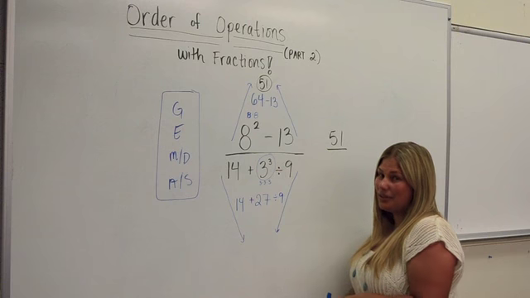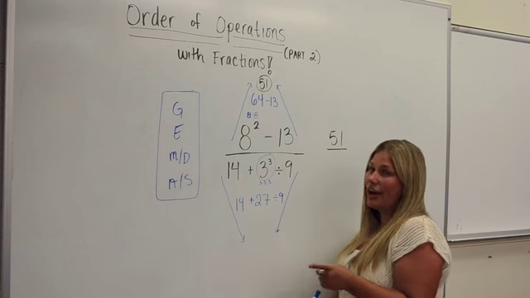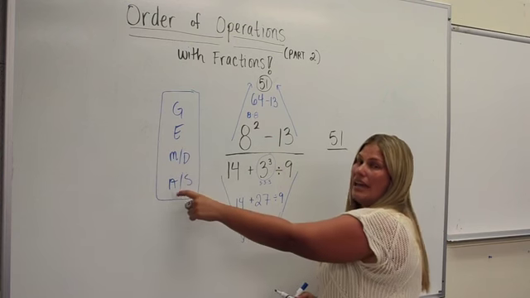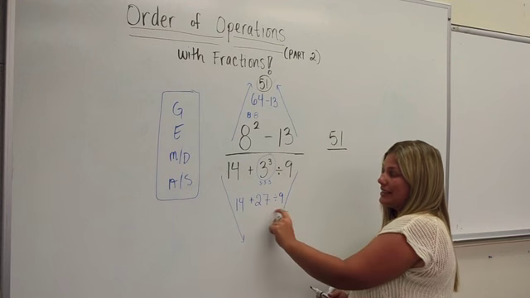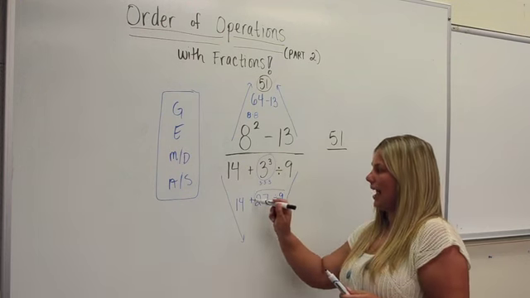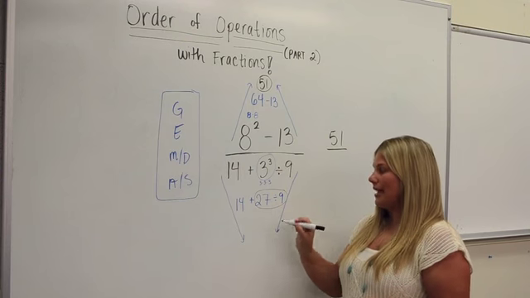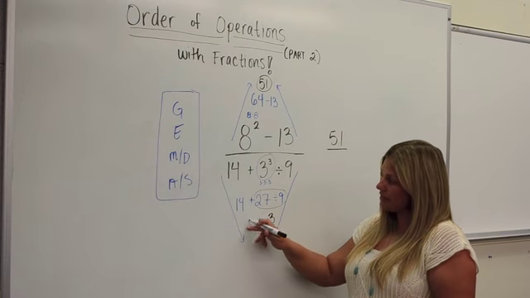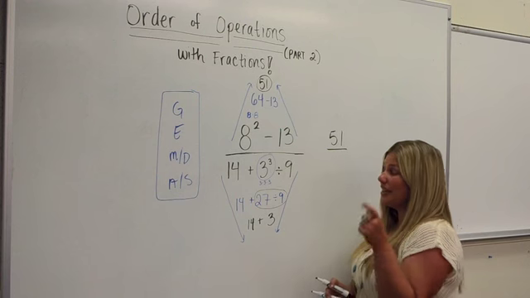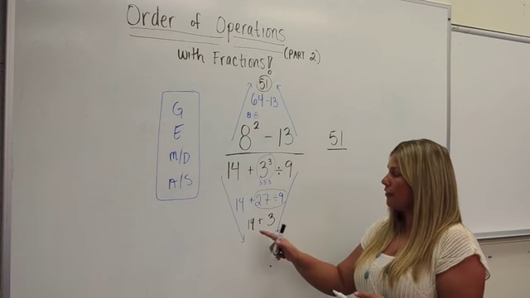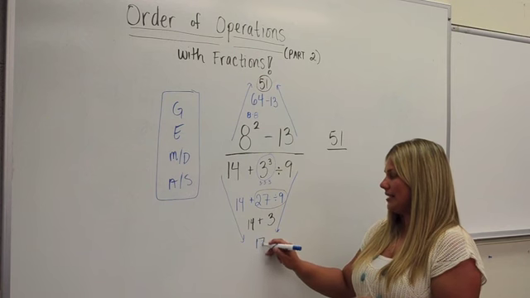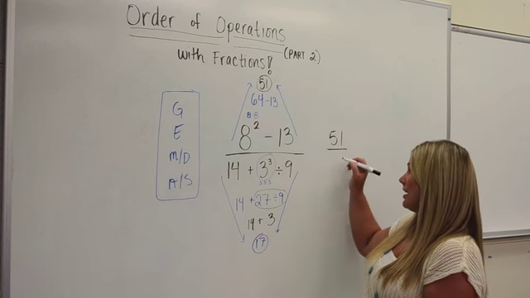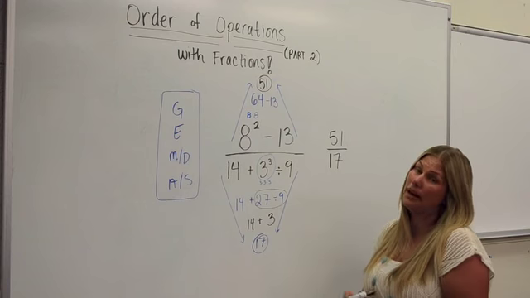So can we add 14 plus 27 next? No, because according to our checklist, any multiplying and dividing has to come before anything that's adding and subtracting. So since I have a dividing, that part has to come next. 27 divided by 9 is 3. But we still have this addition and we still have that 14. So the last step is actually the adding. And 14 plus 3, we get 17. But remember, that's not our final answer. That's just the answer for the number in the denominator, or in the bottom.